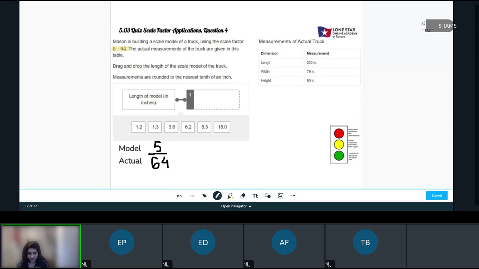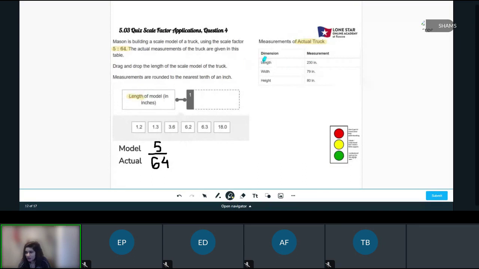So this is how you express the scale factor. Scale factor is 5:64. If the model is going to be 5, these 5 units represent 64 actual units. That's how you read it. Now they say the actual measurements of the truck are given in the table. Drag and drop the length of the scale model of the truck. So the length of the model is going to be how much? The actual is given, and they are talking about the length.